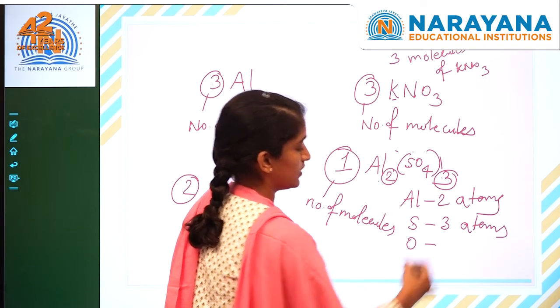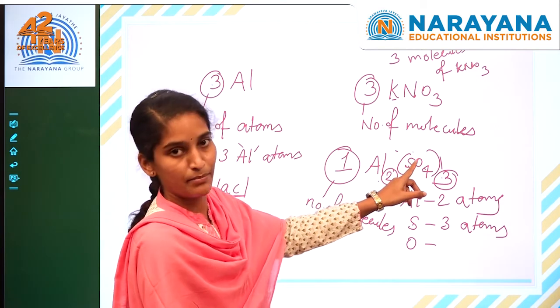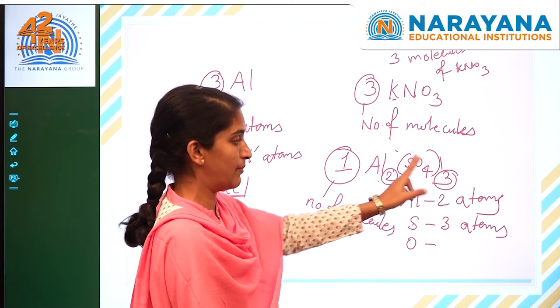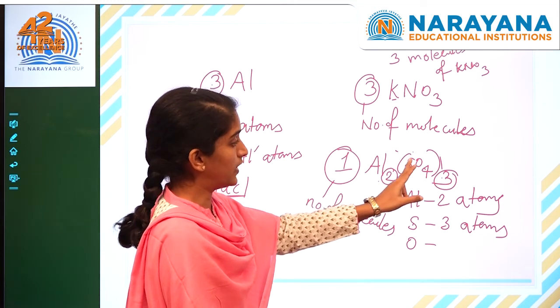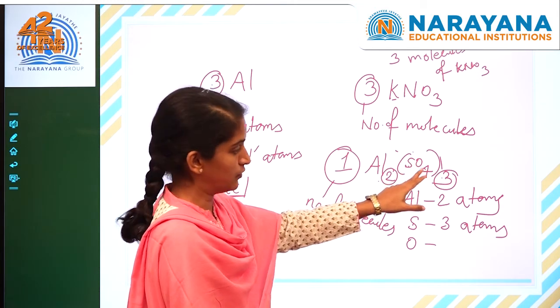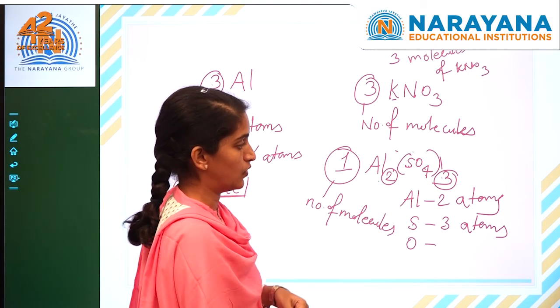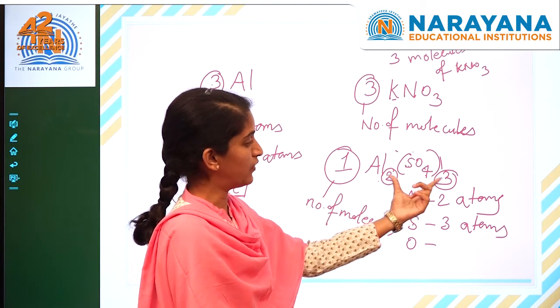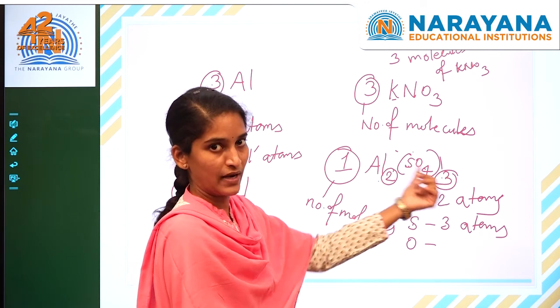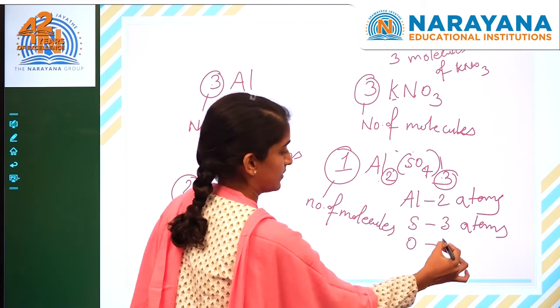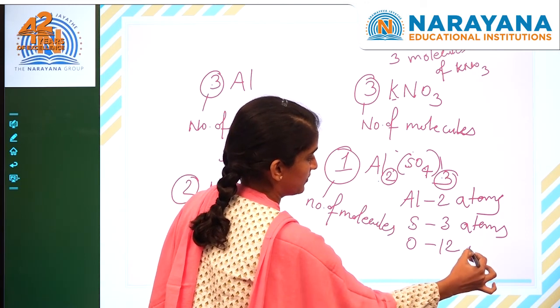Coming to oxygen, oxygen is also enclosed in the bracket, so this numeral applies to the oxygen also. Here oxygen already has 4 to its right bottom side, and to the right bottom side of the bracket there is 3. So you multiply them. 3 into 4, 12 atoms. 12 oxygen atoms.